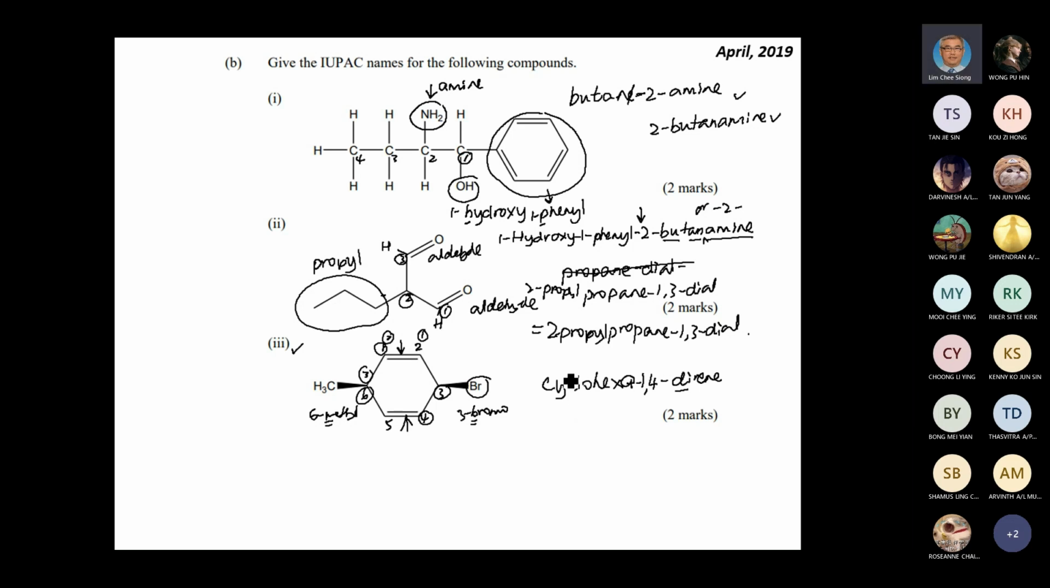Methyl group. B first, followed by M. So we have to attach the name, which is 3-bromo, 6-methyl, followed by cyclohexa-1,4-diene. Hey, don't be careless. They got this symbol. This symbol shows the cis conformation. So finally, we give the name as here.